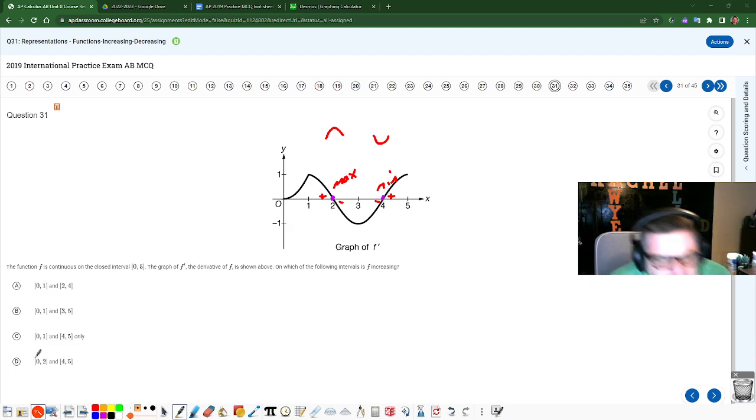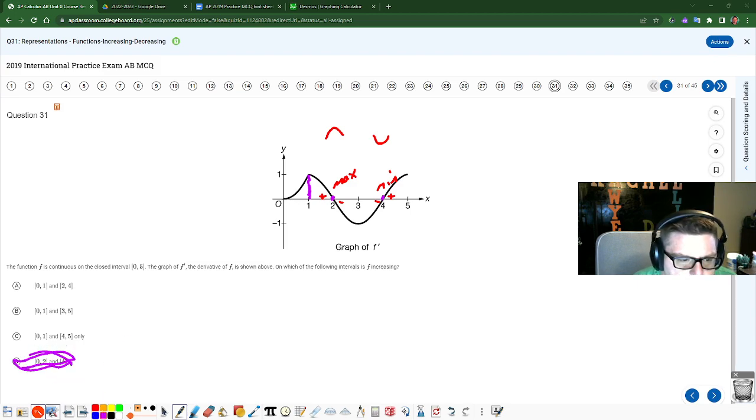All right. So let f be a continuous function over the closed interval from 0 to 5. If the graph of f prime, the derivative of f, is shown above, which of the following intervals is f increasing? So we know from 0 to 2 is increasing, because all of this is above the x-axis. From 4 to 5 is increasing. And there's some little glitch here that might come into play. So let's see. So we have from 0 to 2, and 4 to 5.